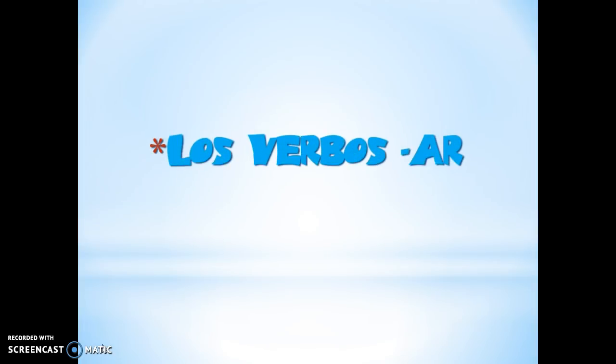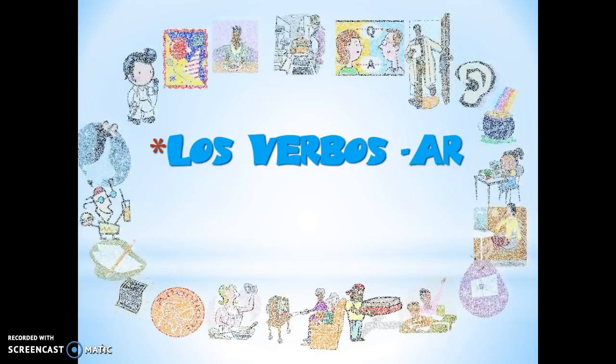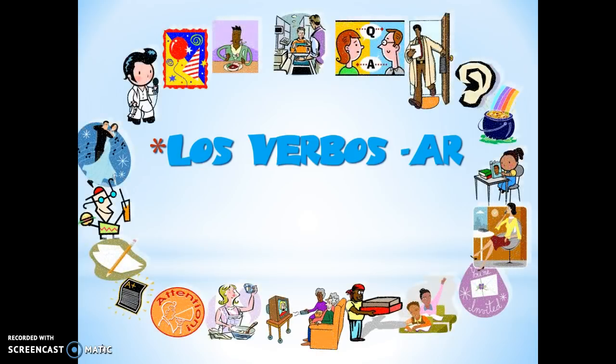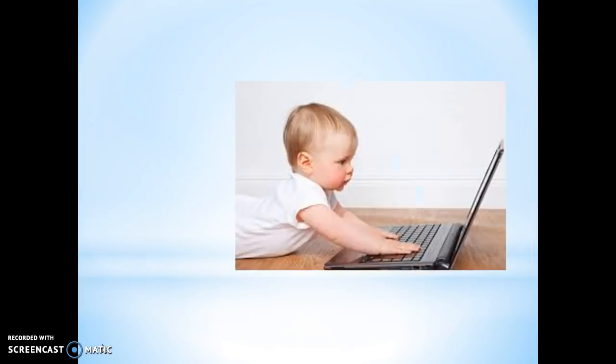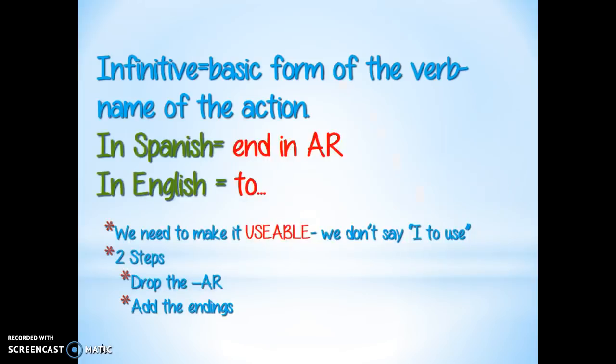Vamos a aprender los verbos AR. Los verbos AR como escuchar, hablar, cantar, bailar. Usar, to use. So, an infinitive is the basic form of a verb.